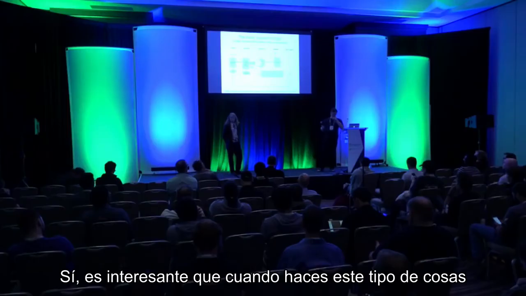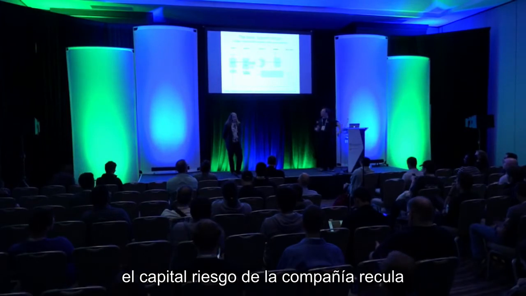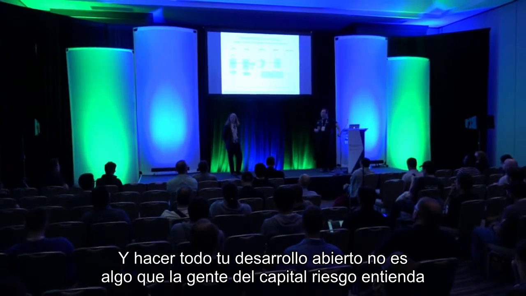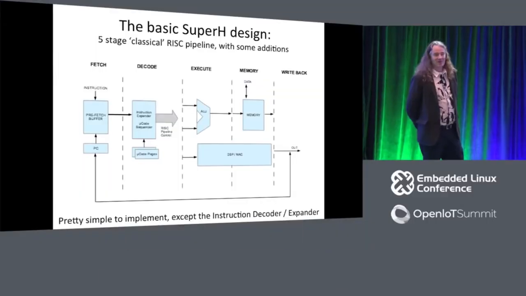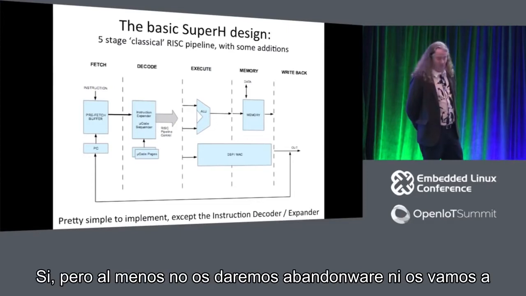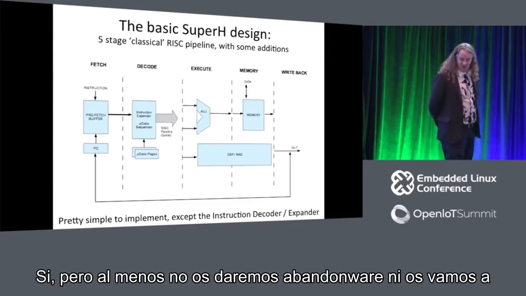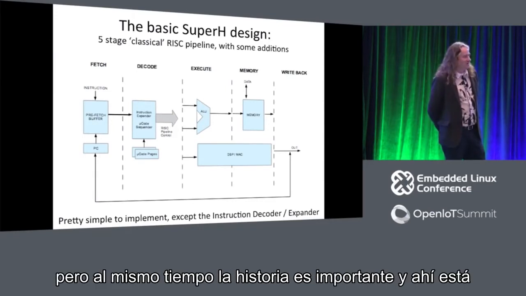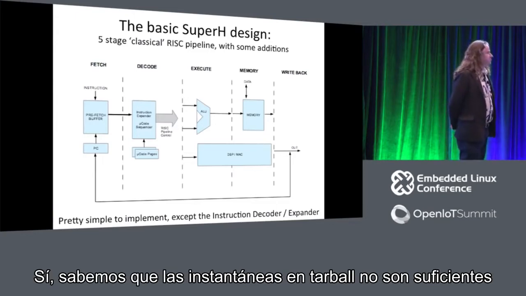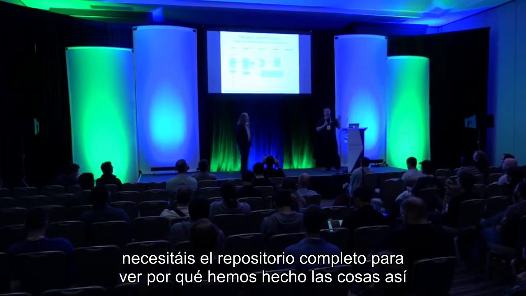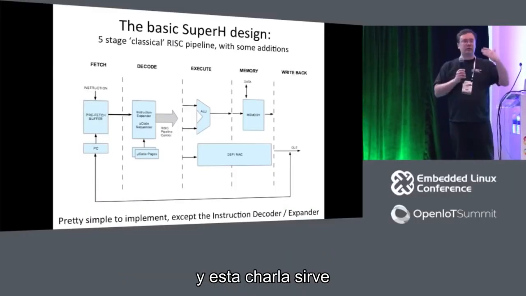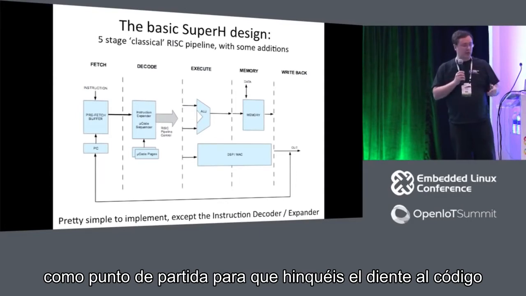Yeah, it's interesting when you do this kind of thing. The company is venture capital backed, and doing all your development in the open is not something the venture capital people understand. But Jeff knows it's important. Yeah, so at least we won't give you abandonware, and we won't dump a great big pile of garbage on you. But at the same time, the history is important, and it is there. Yes, we know that tarball snapshots are not enough. You need the full repository history to see why we did everything we did. And this talk is to let you start out and give you somewhere to sink your teeth in the code.